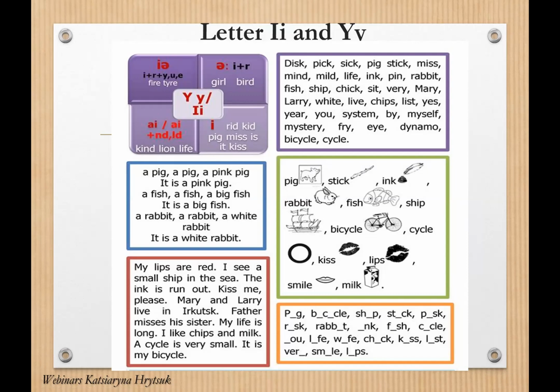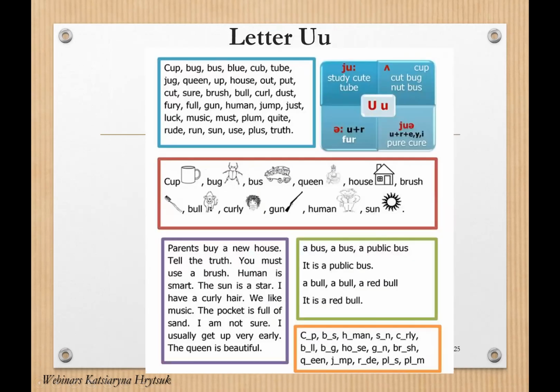The ink is run out. Kiss me, please. Mary and Larry live in Irkutsk. Father misses his sister. Okay. My life is long. I like chips and milk. A cycle is very small. It is my bicycle. Bicycle comes from the word cycle, right? Okay, good, very good.